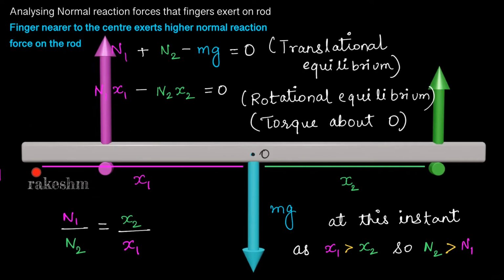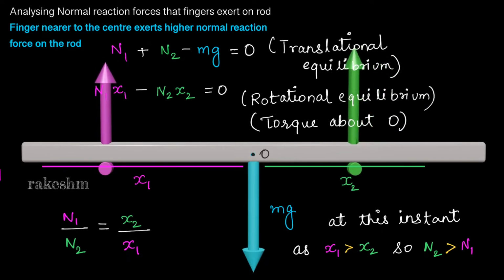So when this finger has come from here to here, the normal reaction N1 has increased and N2 has decreased. Now as the right finger has come towards left, as the right finger has come from here to here, the normal reaction, this one has decreased and this one has increased.